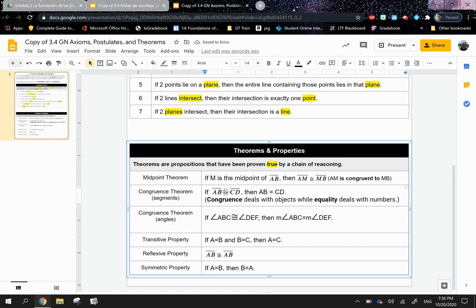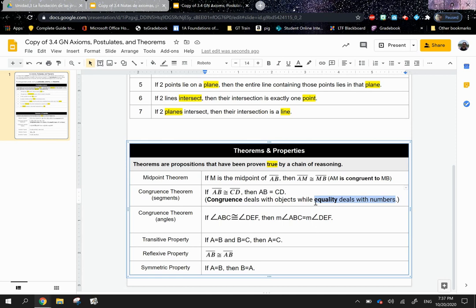What we need to understand about congruence is that congruence deals with objects, while equality deals with numbers. So think of it this way. If I say that two segments are congruent, what that means is that these two segments are the same. They're the exact same. I just made copies of them and moved them around to different places. But congruent means it's the same segment.